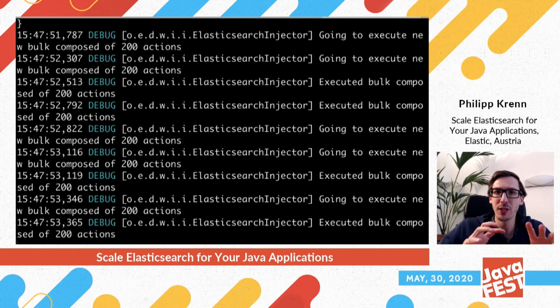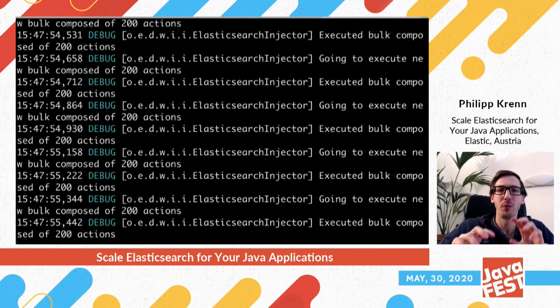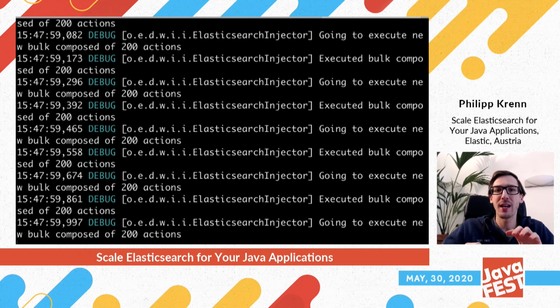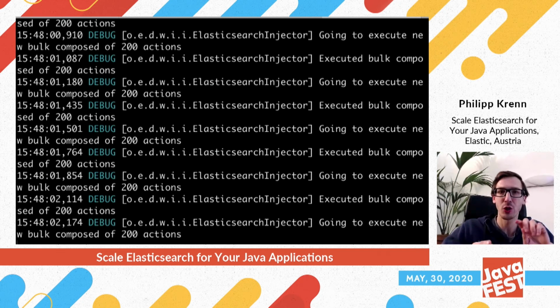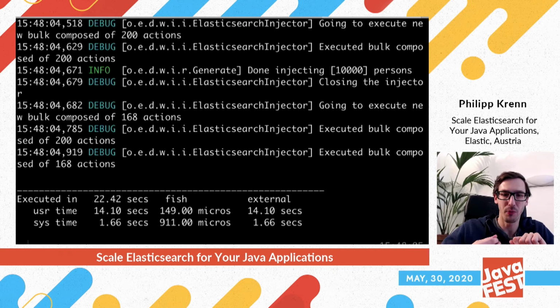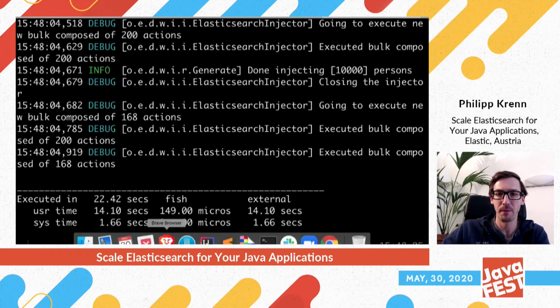And by the way, you will always need to test all the combinations. Once you change the bulk size and then you change the refresh rate, you will again need to check: is this the right combination of bulk size and refresh rate? Or will this make your operation slower? Okay, so this took 22 seconds.